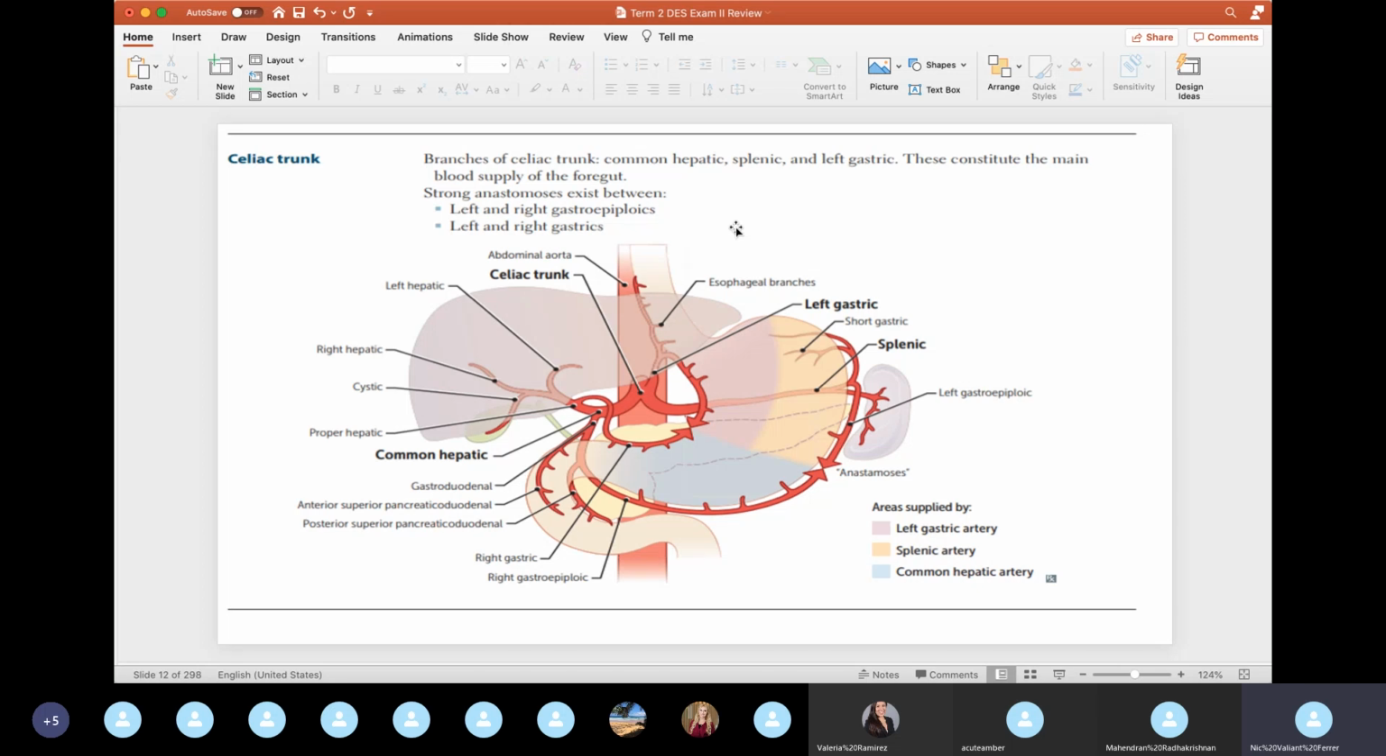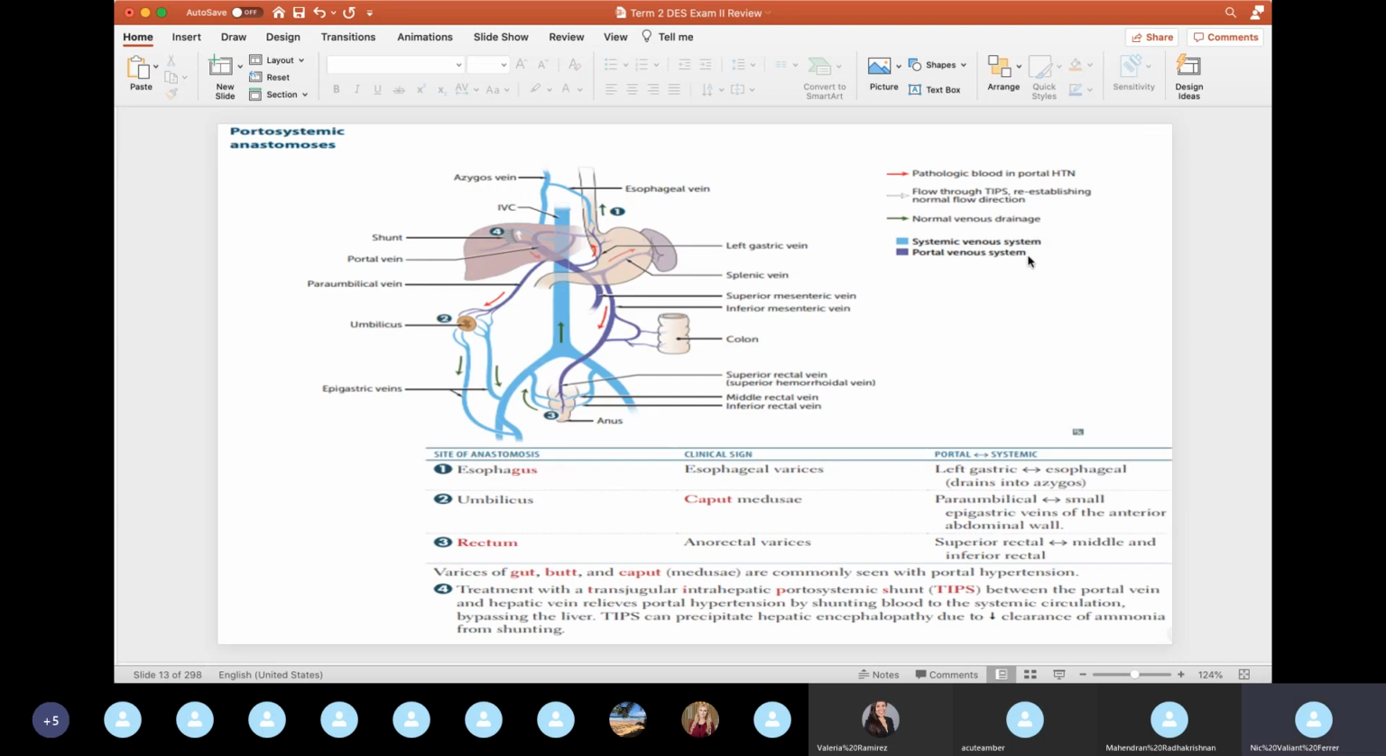Celiac trunk. Okay, so these are the common branches, three: common hepatic, splenic, and left gastric. What is the main point of the celiac trunk? This is the main blood supply of the foregut. There is a strong anastomosis here, where left and right gastroepiploics and left and right gastric. Another high yield.